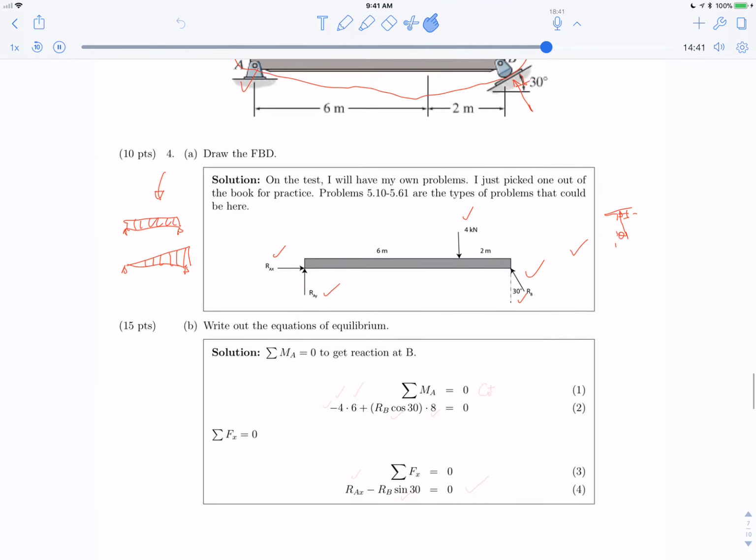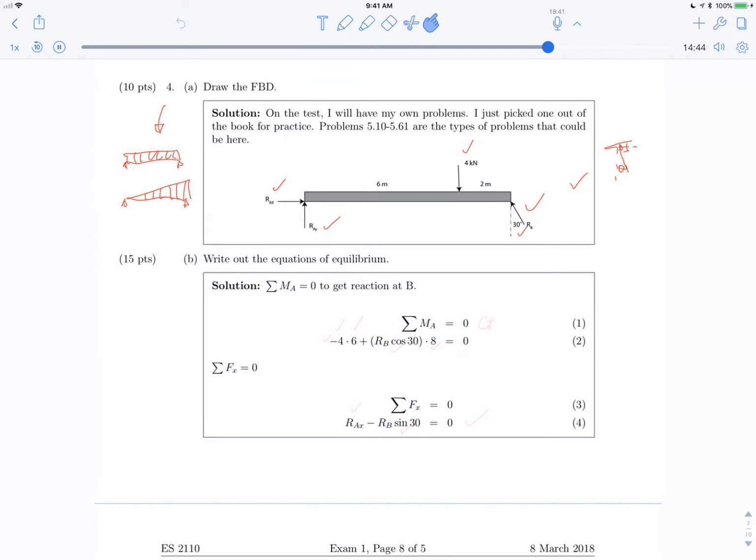There's the free body diagram, and that's worth 10 out of the 40 points. That's a quarter of it. Next, write out the equations of equilibrium. You will have 3 equations. Take the moments somewhere. You can do whatever you want. But I took the moments about A to get rid of 2 of the reactions.